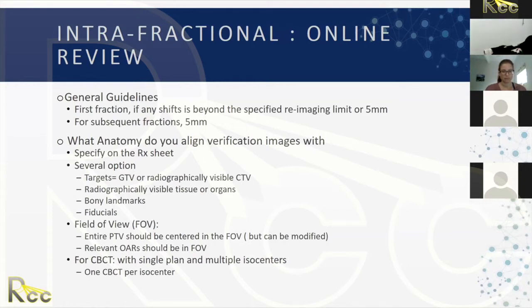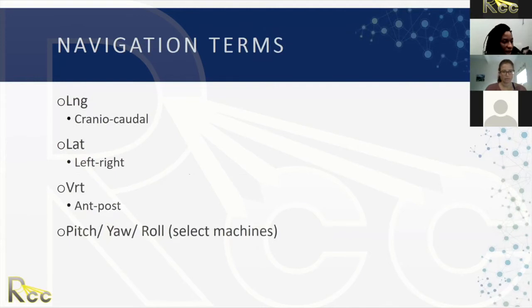For plans that have a single plan with multiple isocenters, for example, if you're going to do a cone beam CT, just remember that you want to do 1 cone beam CT per isocenter. Just some other navigational terms. Again, these are going to differ depending on what imaging modality you have. So in our system, LNG means craniocaudal. In some systems, this is all written out, so you don't have to think about it. Lateral means left to right, vertical means anterior to posterior, and then depending on what treatment machines you have and what modalities those machines are capable of, you can do pitch, yaw, and roll.